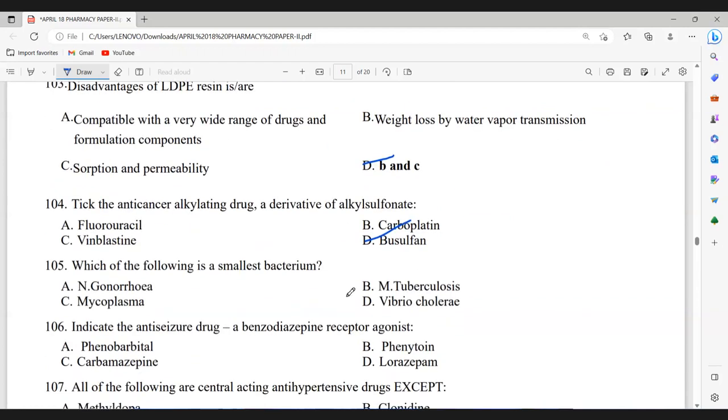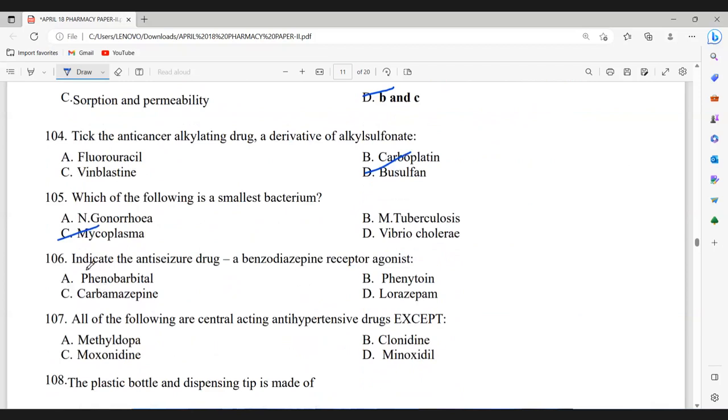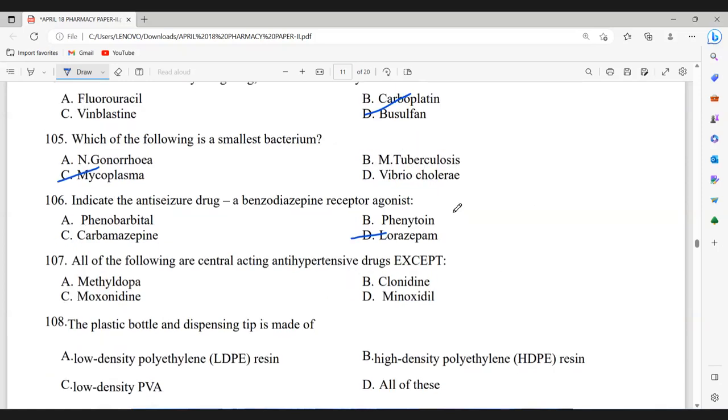Then 105, which of the following is the smallest bacterium? Mycoplasmas. Then 106, indicate the anti-seizure drug, a benzodiazepine receptor agonist. Benzodiazepine receptor agonist is D, lorazepam. Whichever drugs end with -zepam, all of them are benzodiazepine receptor agonists.